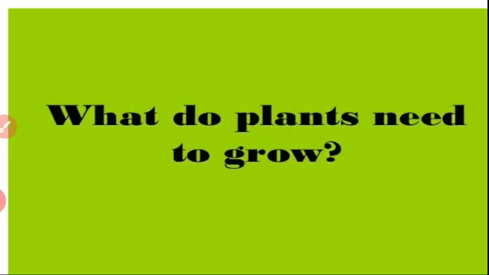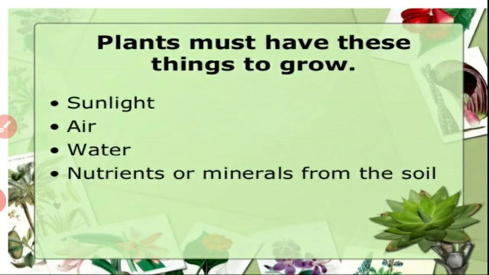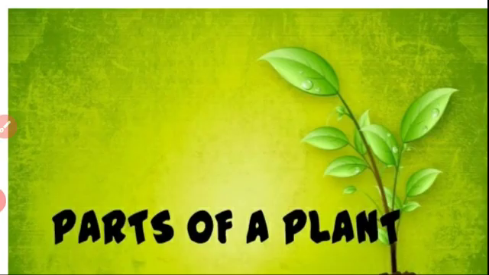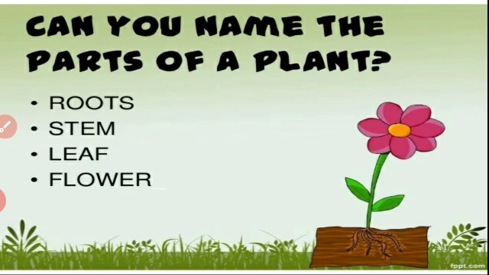What do plants need to grow? Plants must have these things to grow: sunlight, air, water, nutrients or minerals from the soil. I repeat, sunlight, air, water, nutrients or minerals from the soil. What is the next one? Parts of a plant. Can you tell the parts of a plant? Roots, stem, leaf and flower. These four play a major role in a plant's life.